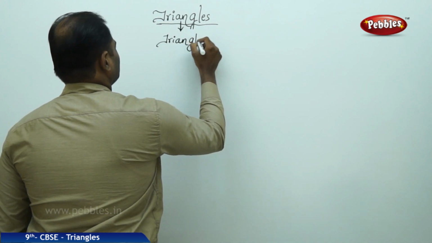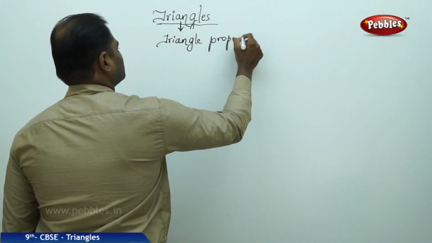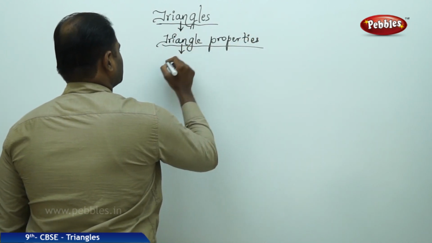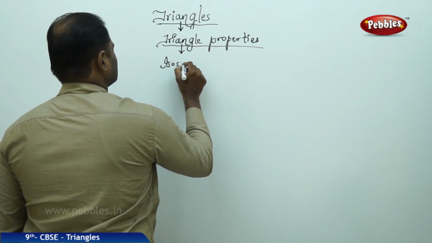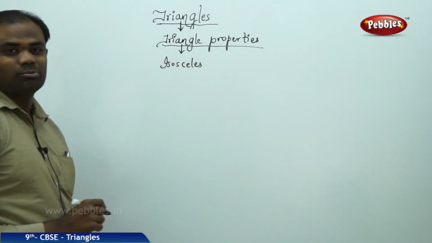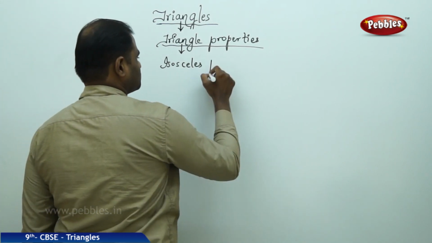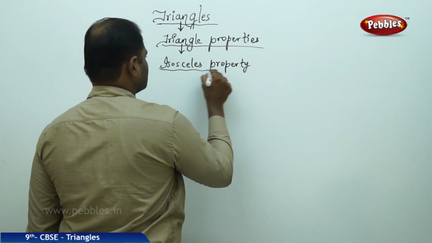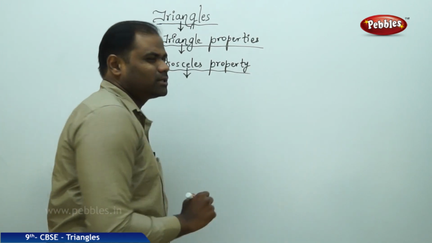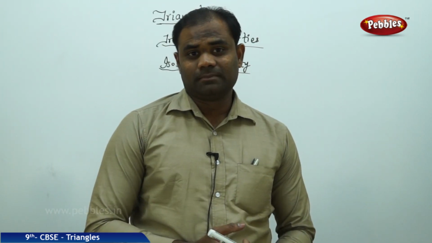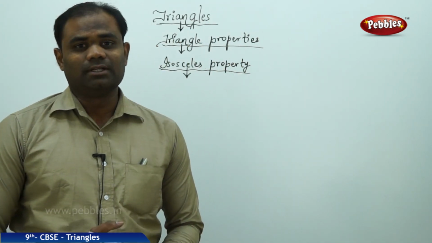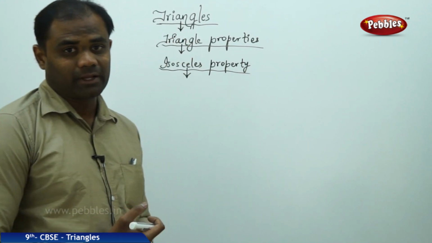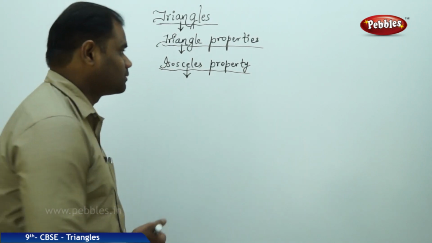Triangle properties. The first property is the isosceles property in mathematics. What is an isosceles property? The word isosceles means that any two sides of a triangle are equal. Then the triangle is called an isosceles triangle.